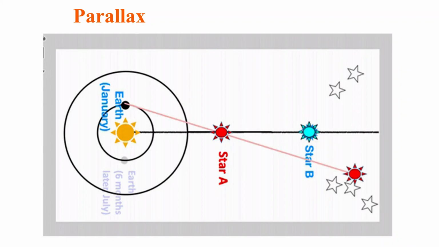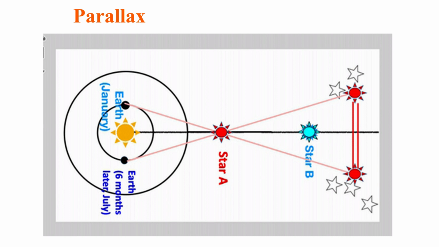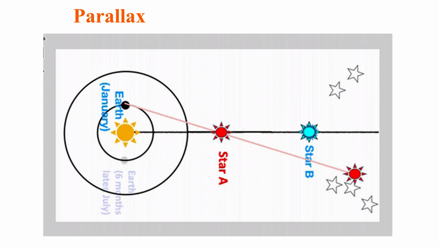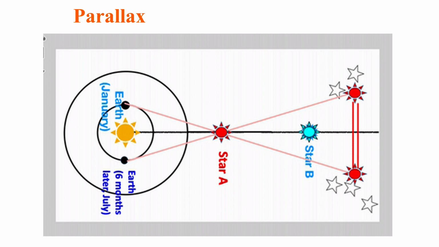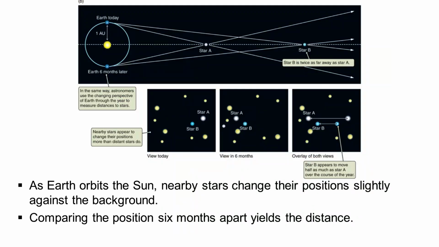As the Earth orbits the Sun, nearby stars change their position slightly against the background. Comparing the position 6 months apart yields the distance. Nearby stars appear to change their positions more than distant stars do. Star A, star B. Star B appears to move half as much as star A over the course of the year. The greater the parallax, the smaller the distance.